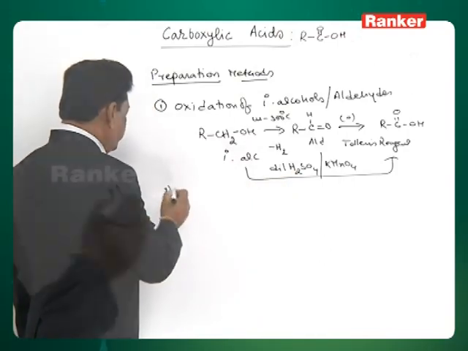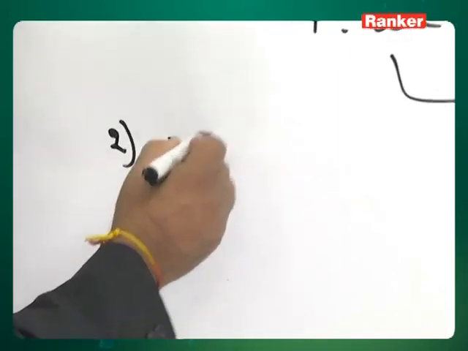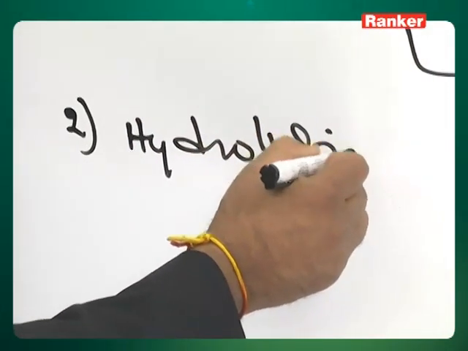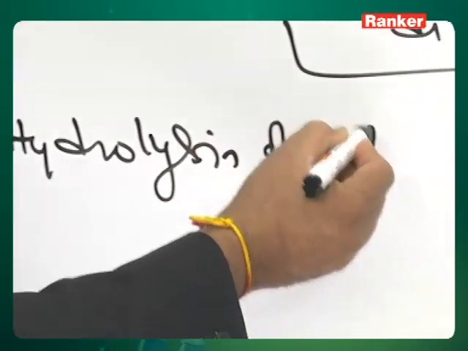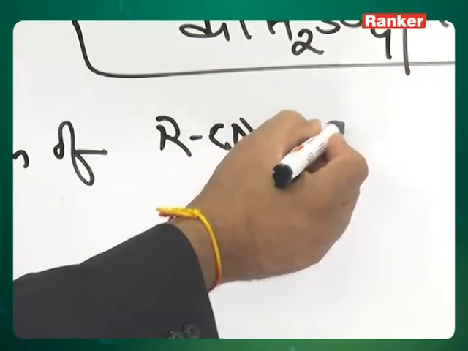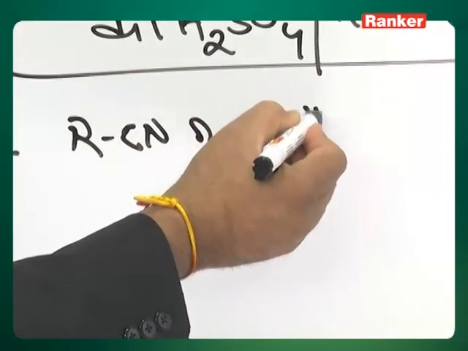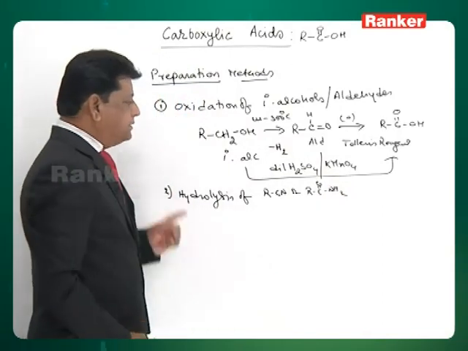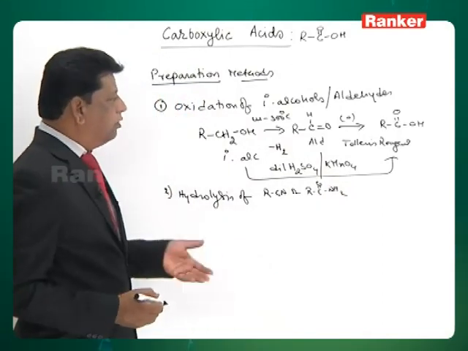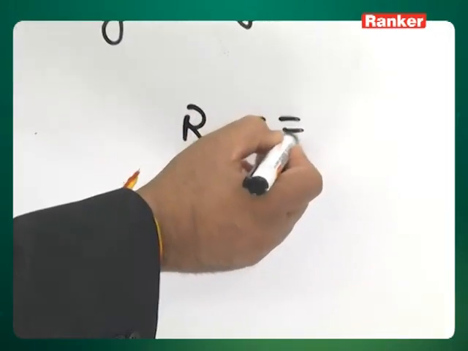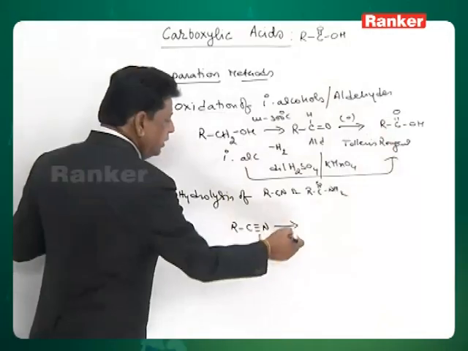Similarly, you can go for the hydrolysis steps. Hydrolysis of alkyl cyanides RCN, or you can take RCONH2, this is called amide. Either cyanides or amides on hydrolysis will give the acids. The cyanide will contain a triple bond.